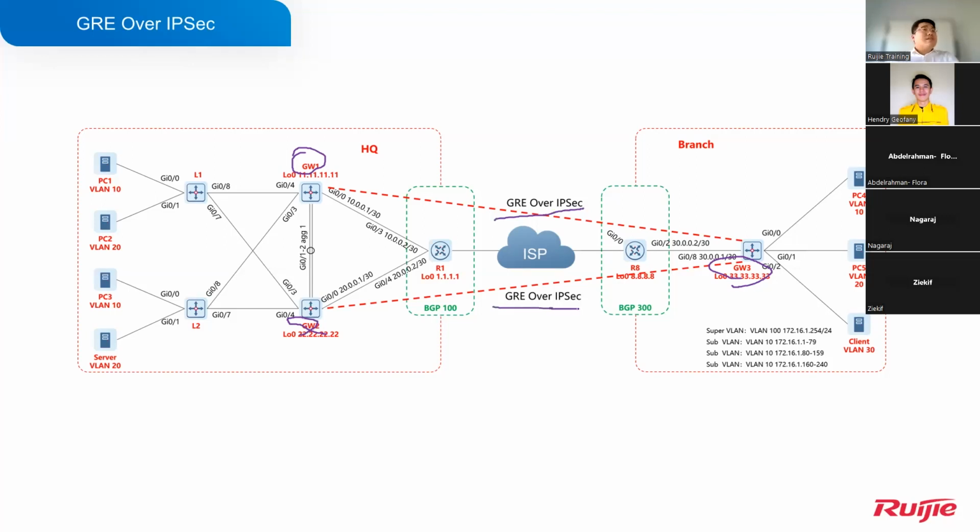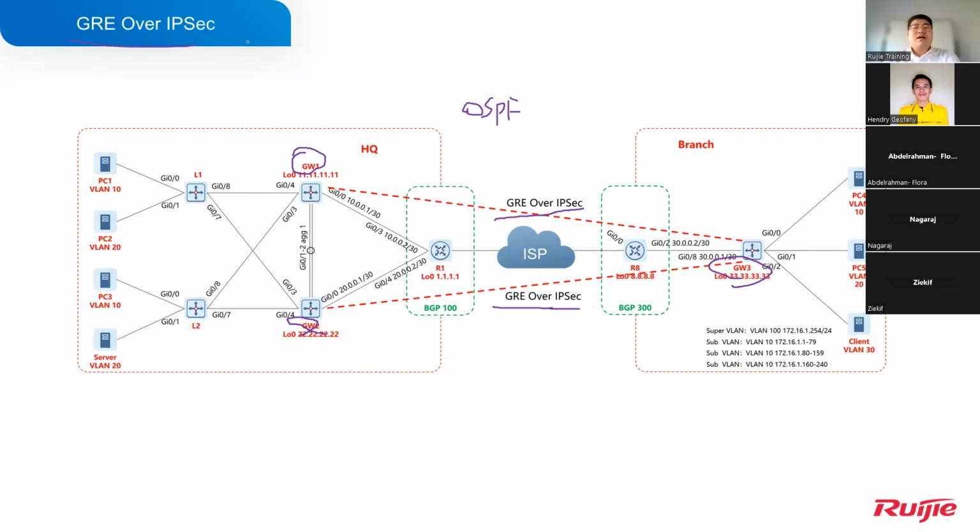Once the GRE over IPsec has been established, GW1, GW2, and GW3 can run OSPF. This is also a very important point. If we want to use OSPF based on the VPN, what you can use is GRE over IPsec.